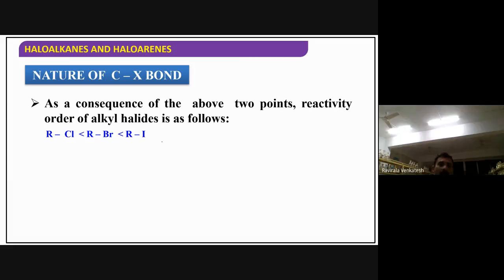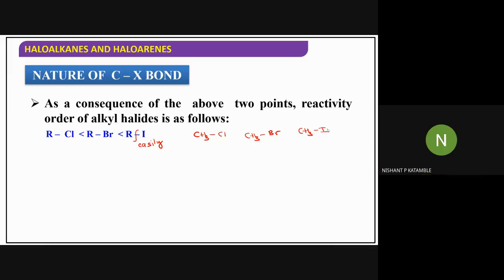The C-I bond we can readily cleave because the bond strength is very weak, so this bond can be easily cleaved. Because of this, which will participate readily in a chemical reaction? Definitely the C-I compound. For example, if I write CH3Cl, CH3Br, and CH3I, which will participate readily in chemical reaction? Tell me. Methyl iodide.